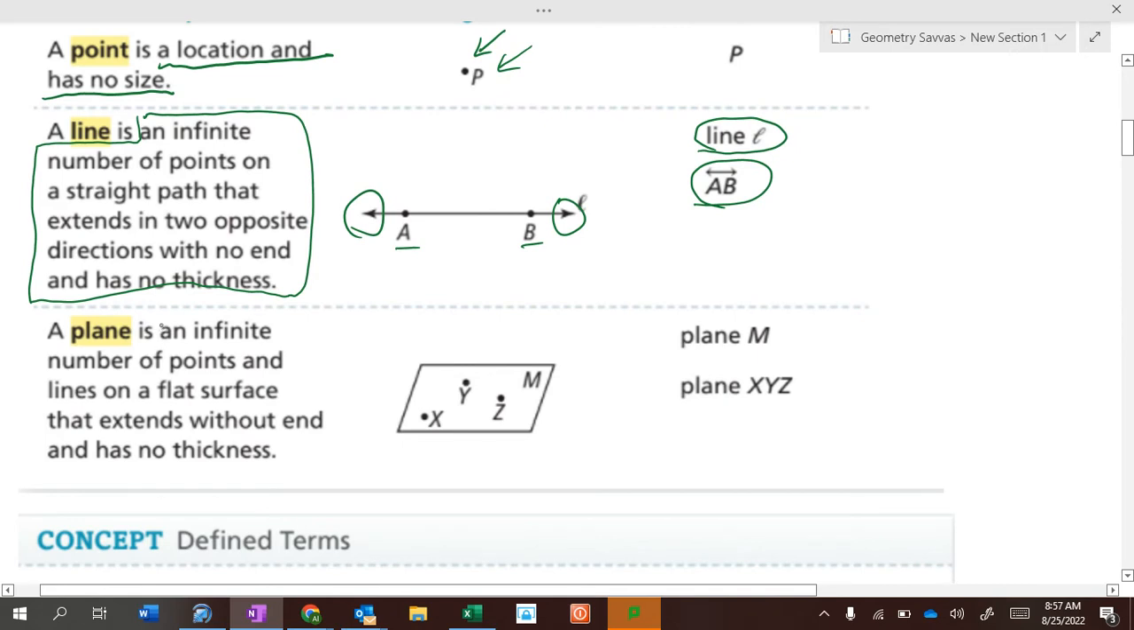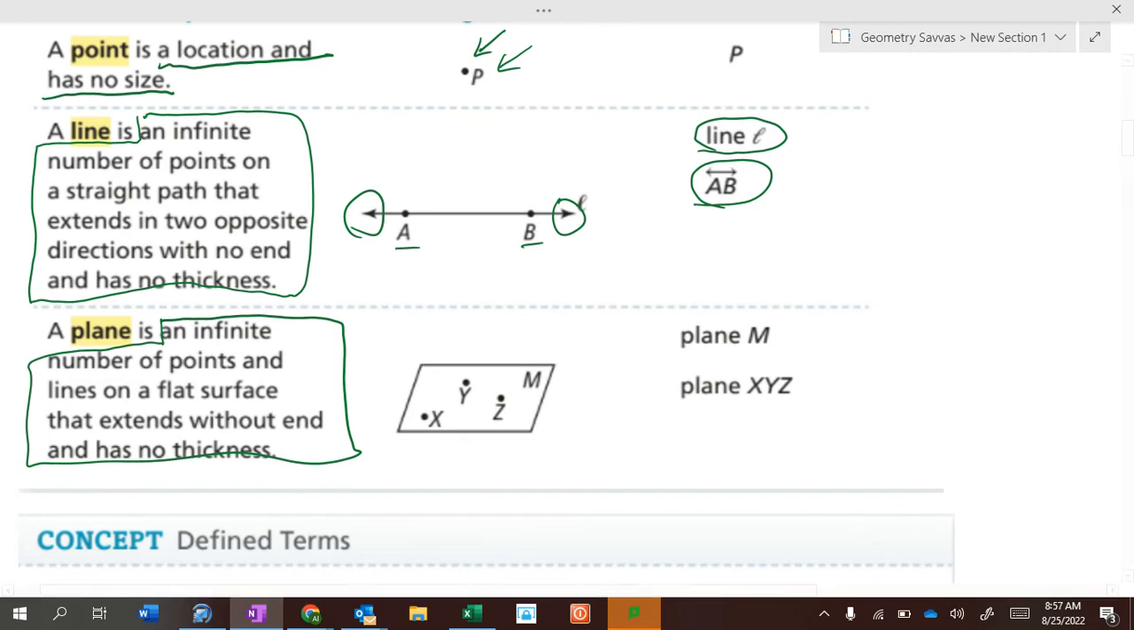A plane is a flat surface that goes on forever in 2 directions. So a plane is like the floor, the ceiling, the wall, but it goes on forever in each direction. So that's a plane.